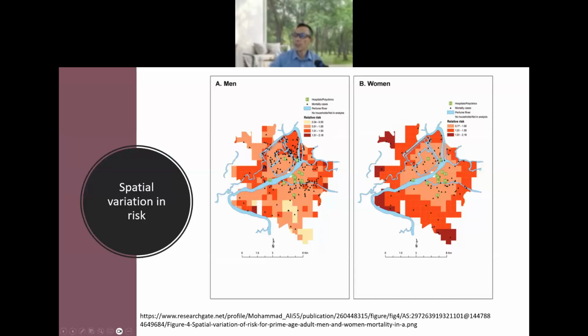Mortality. So in this area, it shows that for men, the red area shows the area where mortality is higher. Compare, mortality is higher, and this is for women. The red area basically shows areas that have higher mortality for women.